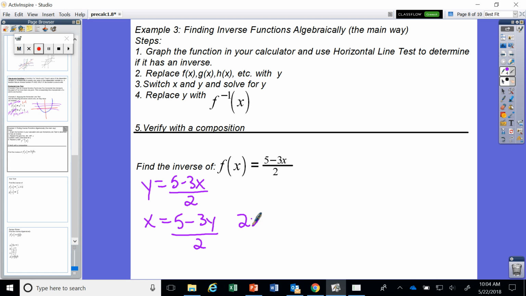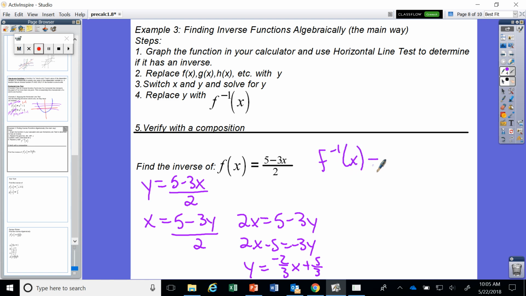So I'm going to multiply by 2 on both sides. I need to get the y by itself, so I'm going to take 2x minus 5 and get negative 3y. And then lastly, I can see that y is going to be negative 2 over 3 x plus 5 over 3. And so that's what we end up getting for our inverse function. Now, we can always go back and re-verify, but we want to make sure that we finish it off understanding the inverse looks something like this. And once again, we can always check our work by verifying with the composition, substituting the inverse function into the original and seeing if we get x in return.